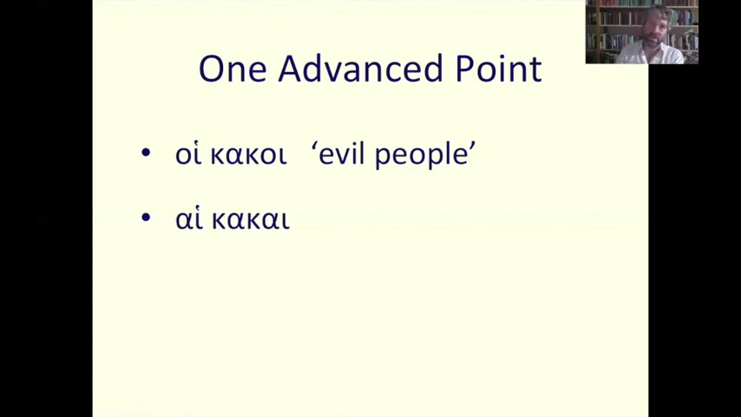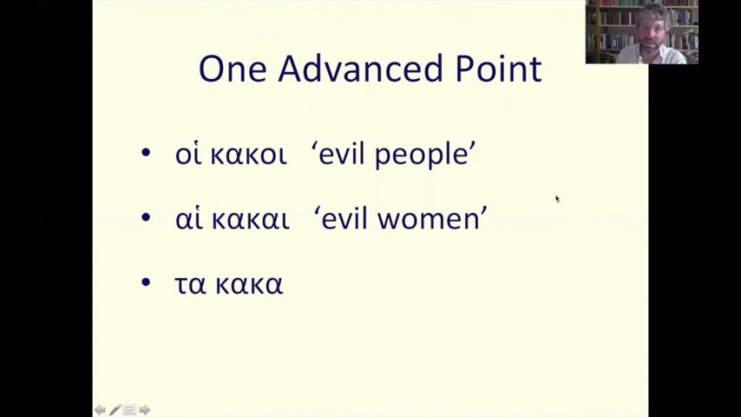If you change it to hai kakai rather, you've made it feminine. And so hai kakai means evil women. If you make it neuter, ta kaka, it can't refer to a person anymore because people are always either masculine or feminine in Greek. And so ta kaka means evil things. So watch out for that. If you have an article with an adjective but no noun, it often helps if you add in the word people or things, depending on what gender you're dealing with.